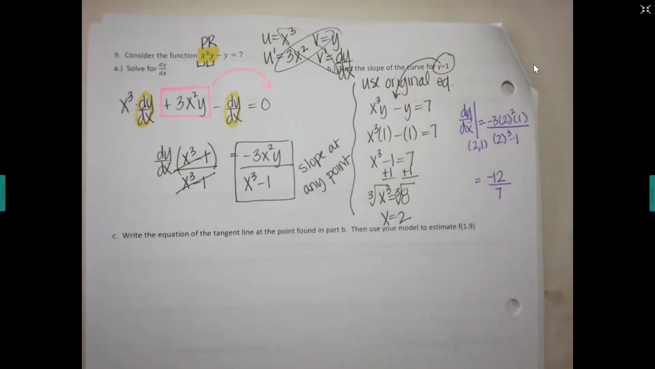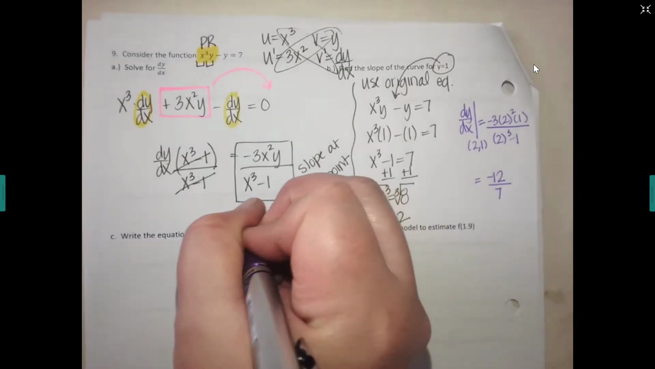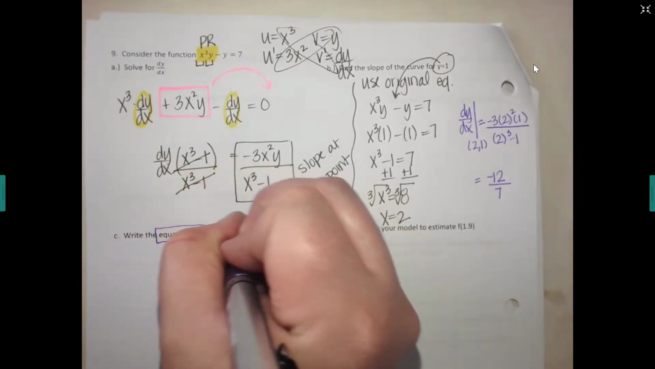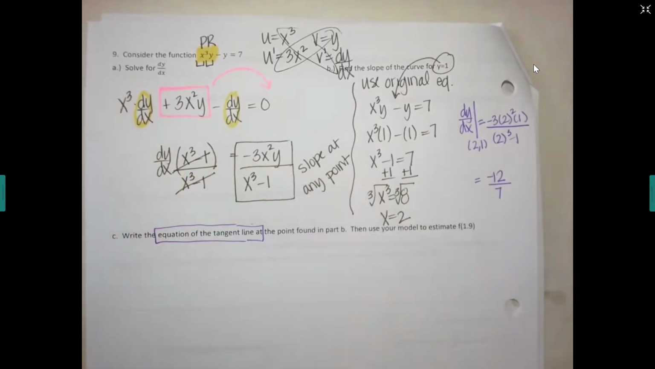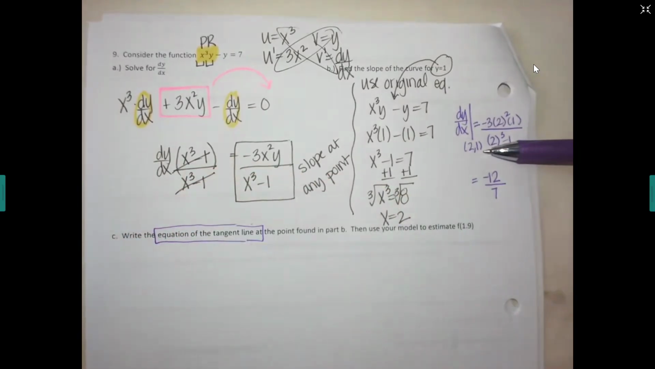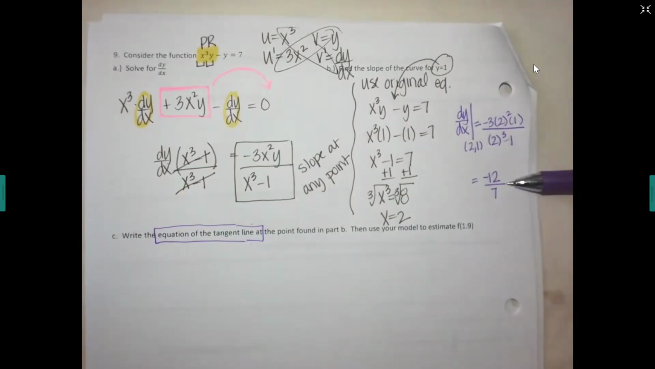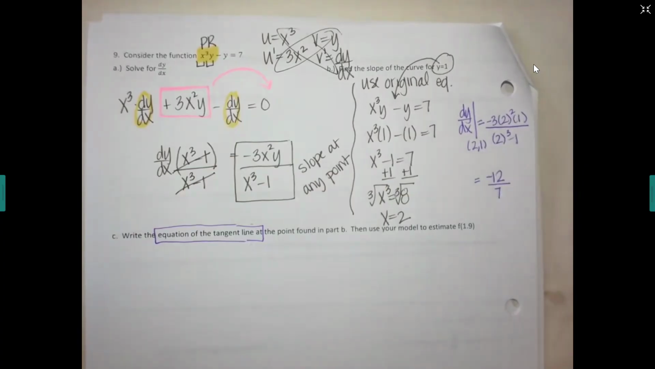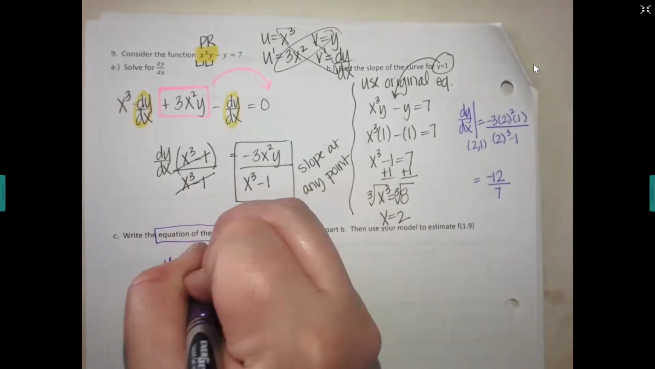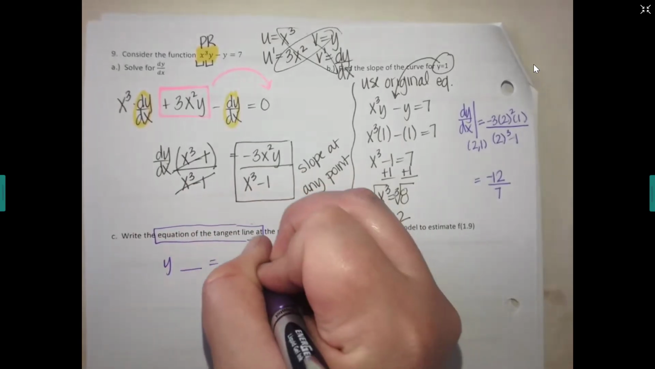Okay, now moving into part C. Okay, and I want to kind of work through this a little bit quickly just so that we can move on to the new stuff. Okay, what do I need for an equation of a tangent line? Point and a slope. And notice I already have that. Here's my point, 2, 1. Here's my slope, minus 12 over 7. So we're going to write our equation of our tangent line. Y blank equals blank x blank.